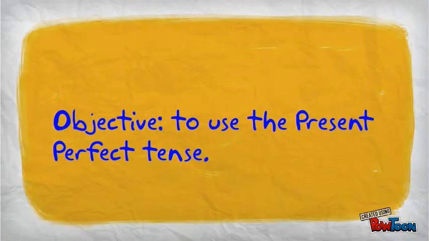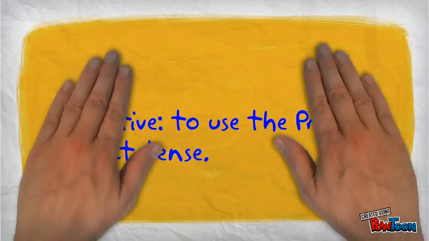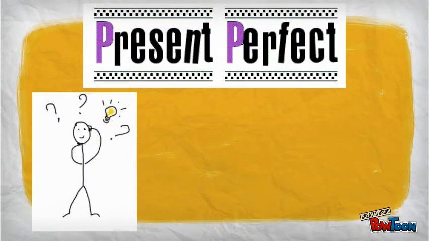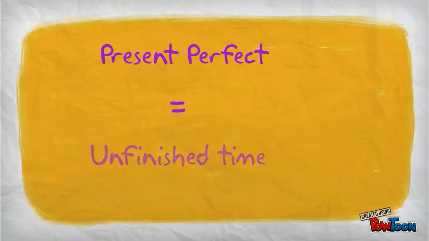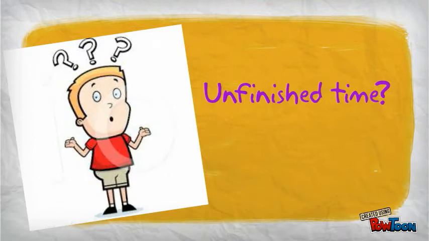Before starting today's lesson, I will explain the objective to use the present perfect tense. Present perfect. So what is it? How do we use it? The present perfect is unfinished time. Now you might be wondering, what is unfinished time?